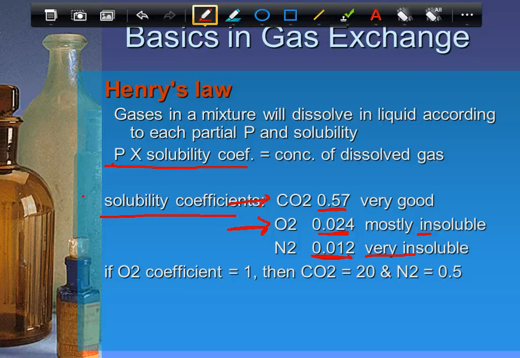Now look down here. If we're using oxygen as our standard, and let's say that we make oxygen 1, then CO2 is 20 times more soluble than oxygen is. Which means that when we talk about transport of CO2 and partial pressures, CO2 is much easier to move than oxygen is because of that solubility. N2, on the other hand, is pretty insoluble. Now this doesn't play much of a factor.